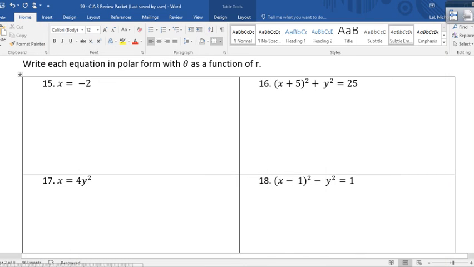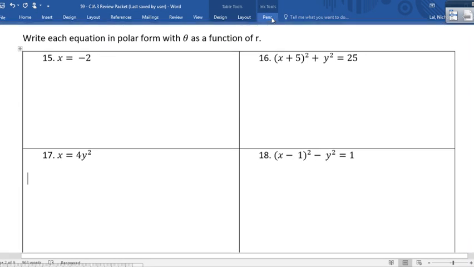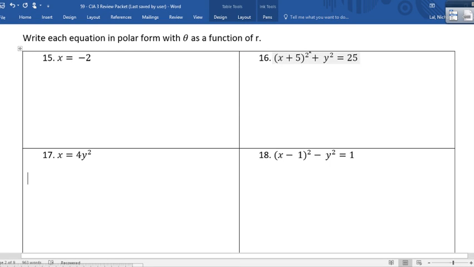Hello pre-calc students. Now we're doing not just polar coordinates but polar equations. And the trick with polar equations is that we need to have our polar and rectangular conversion formulas and manipulate our equations so that we can get things in terms of r or theta for polar, or in terms of x and y for rectangular. And so this is going to require a little bit more creative thinking.